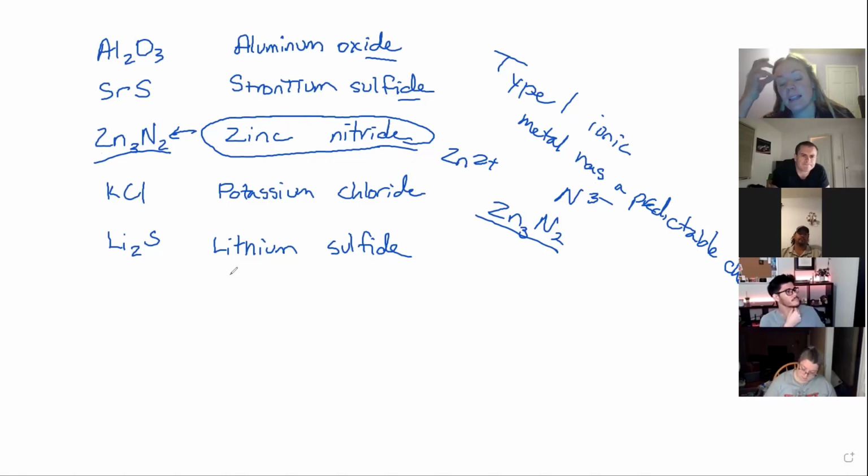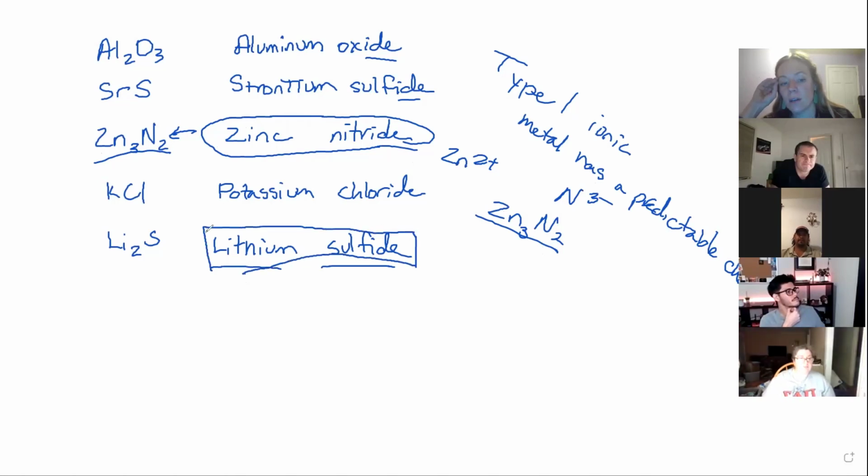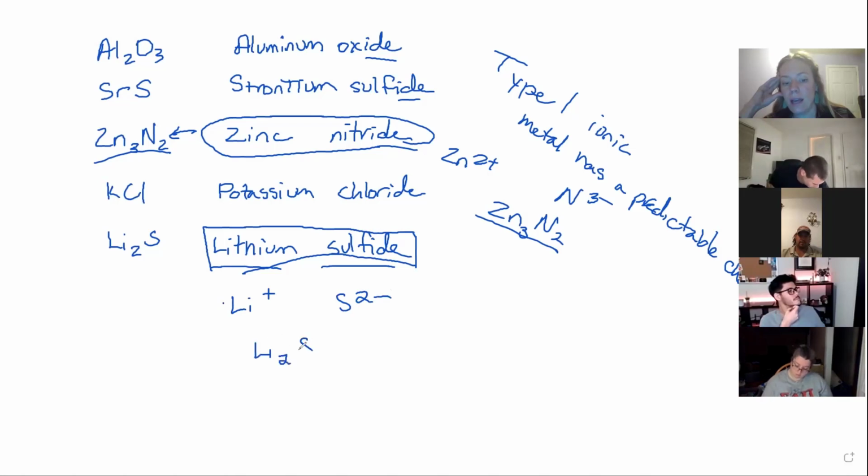Same thing with lithium sulfide. When you're looking at this here, if I just gave you this, could you get back to this formula? You could. Lithium is Li with a +1 charge, sulfur has a 2- charge, flip-flop, Li2S. You are getting the same thing.